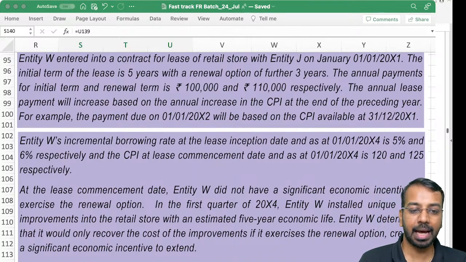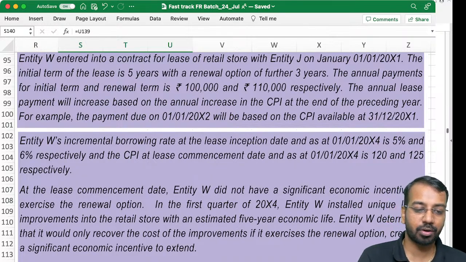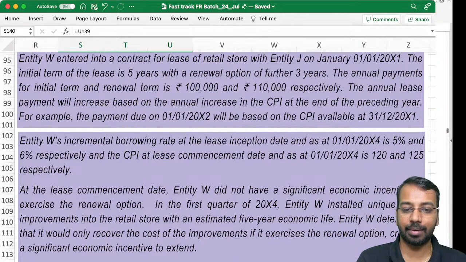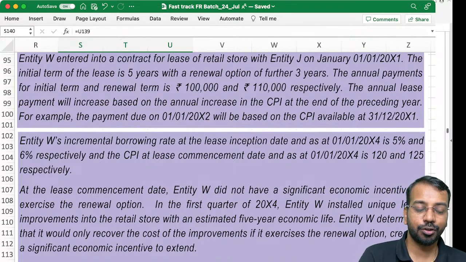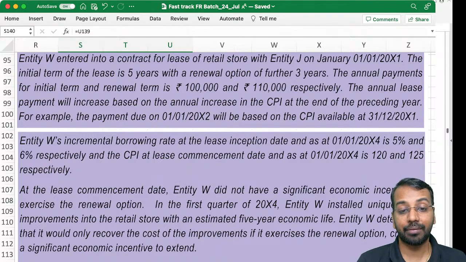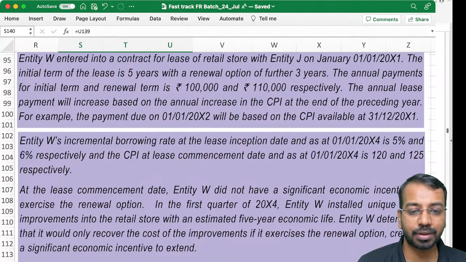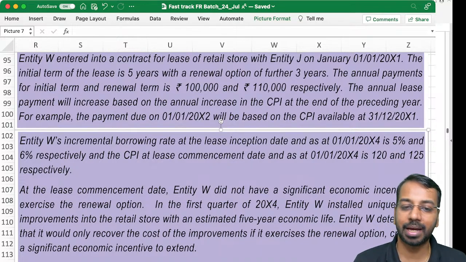Okay, great. Now we have decided we'll extend. Now what will happen? It's a very good question, and you should mark it as important, because this covers not only your measurement of the ROU asset and lease liability, it also covers variable payments and your remeasurement aspect. Now on 1st of January of year 4, we have said we will extend. When we extend here on 1st of January of year 4, the CPI has become 125. The CPI has become 125.